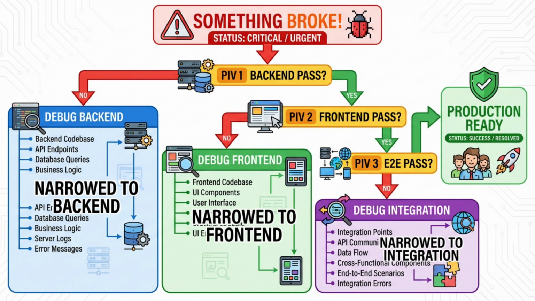The validation checkpoints narrow the search space. You're never hunting through the entire stack. You're always investigating the most recent change in the most recent layer. That's the debugging superpower that piv discipline provides.